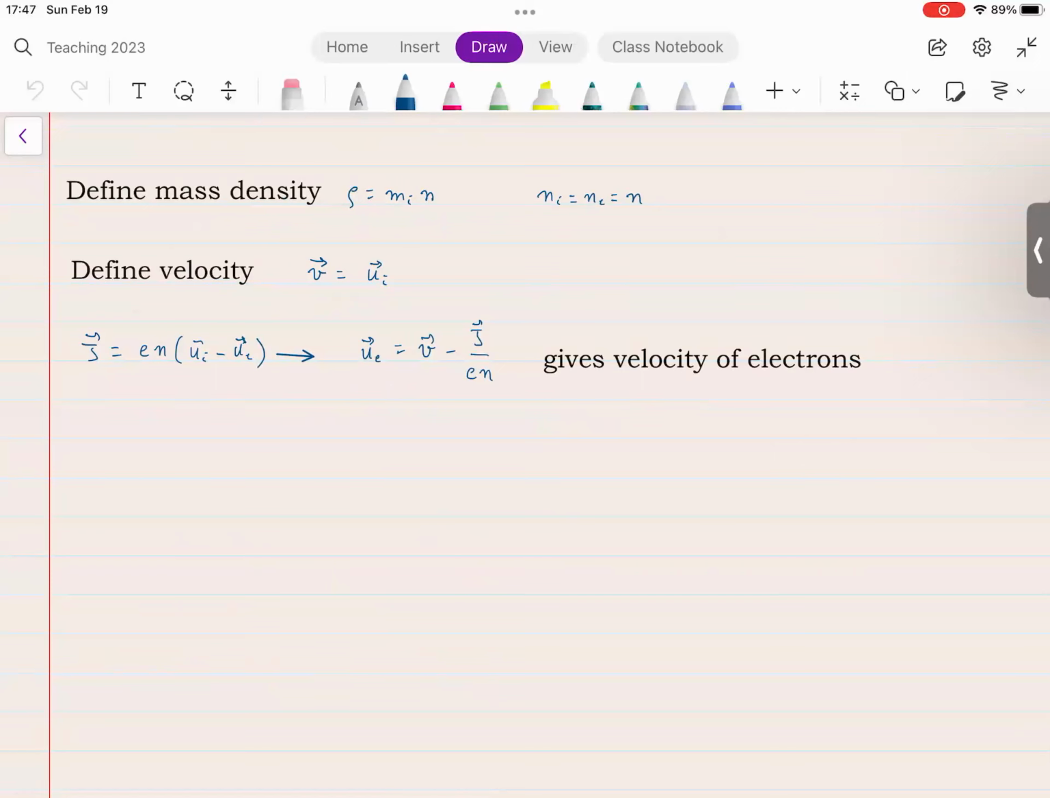Then I'm going to define a total pressure. P is going to be equal to P_e plus P_i. Let me make clear that this is a P sub I.